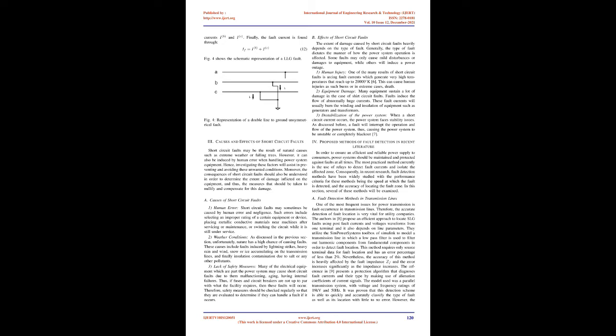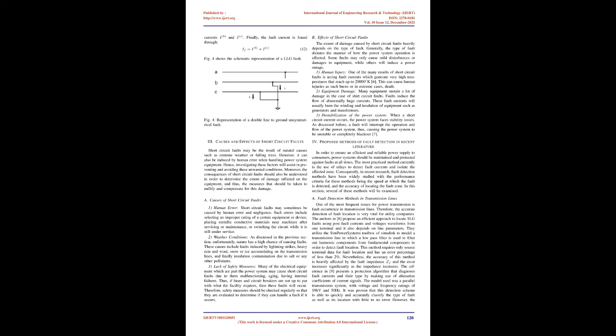the impedance increases. The reference in 9 presents a protection algorithm that diagnoses fault currents and their type by making use of alienation coefficients of current signals. The model used was a parallel transmission system with voltage and frequency ratings of 19 kV and 50 Hz. It was proven that this detection scheme is able to quickly and accurately classify the type of fault as well as its location with little to no error.